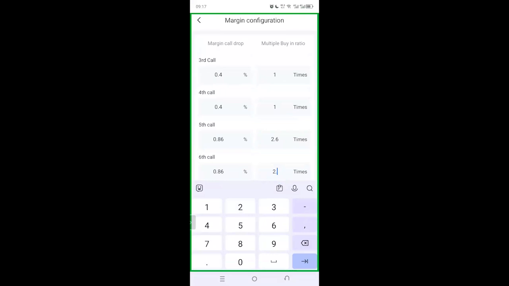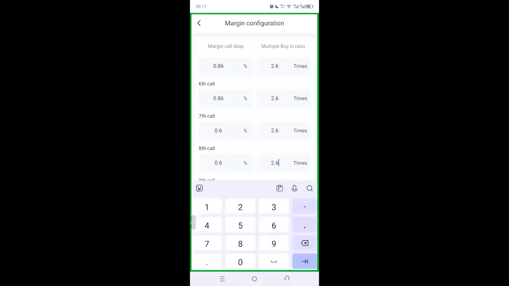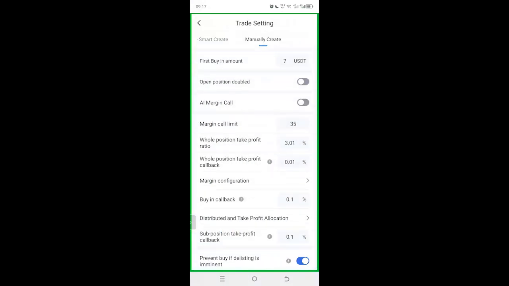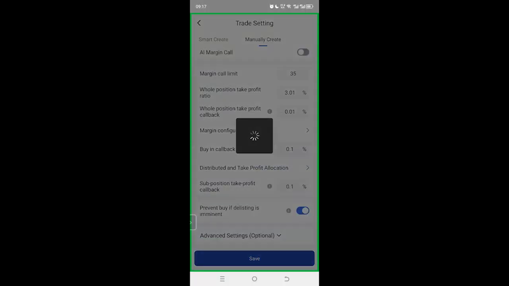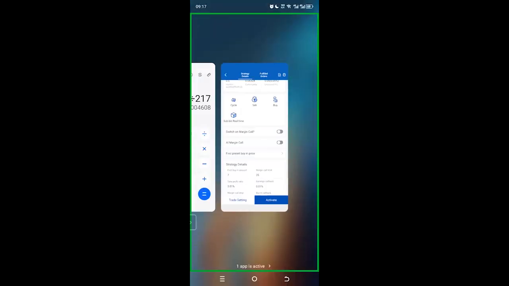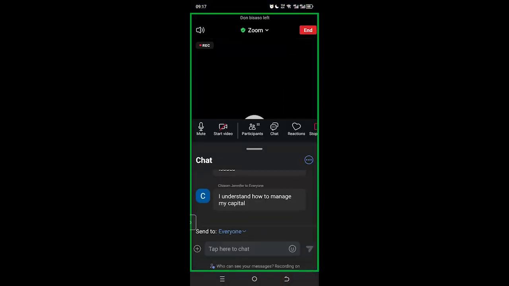2.6 throughout. Okay. 2.6, 2.6, 2.6. If someone is still with me, someone is still with me.